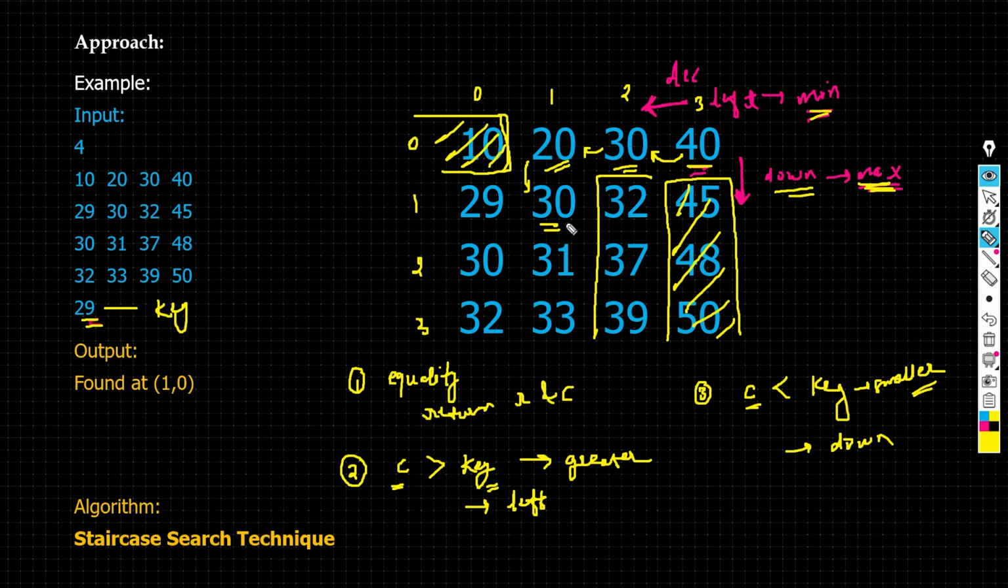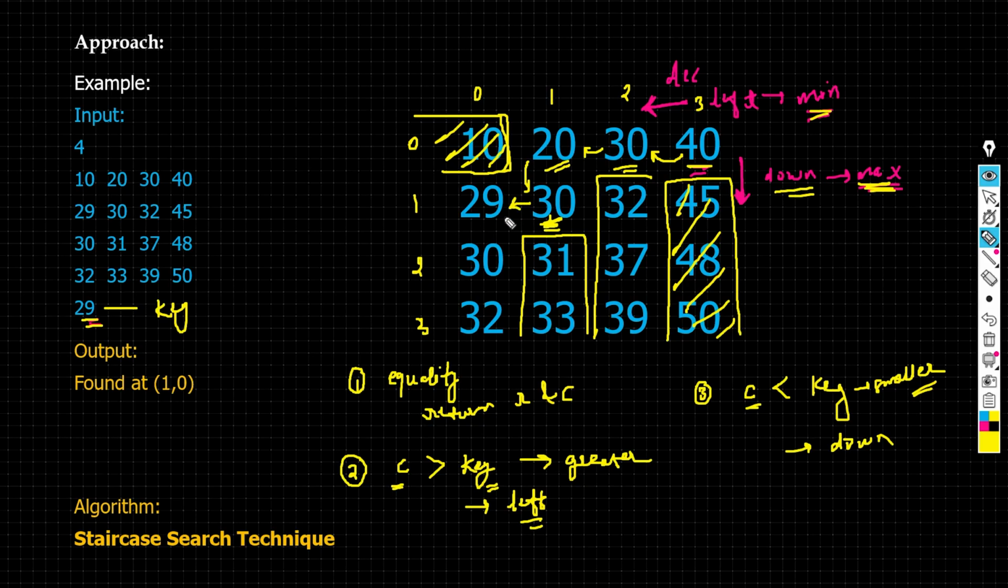Now again we compare: is 30 equal to 29 or not? That is false. Then we go to the second condition: is the current value greater than the key? That is true. So we will not traverse these also, because if 30 is greater than the key, then all its downward values will always be greater than 29, due to the sorting. Now if this condition occurs, we will go to the left.